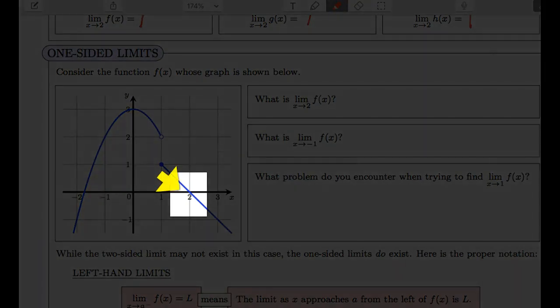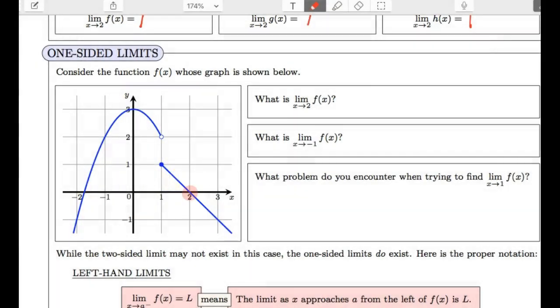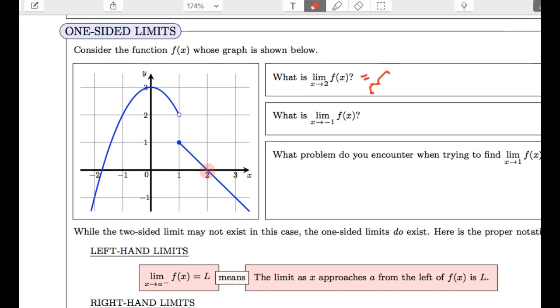If I'm looking at 2, here it is. And if we look from the left and from the right, what we're approaching is just going to be 0.